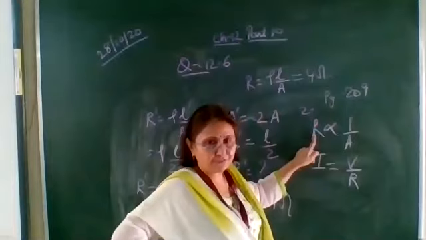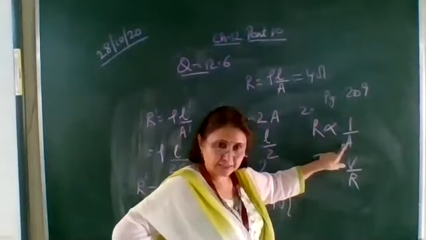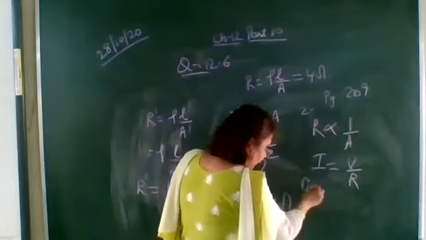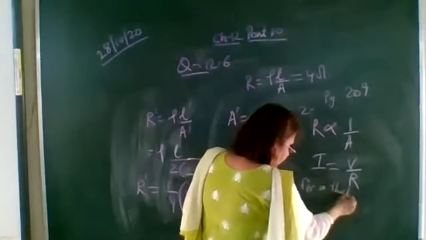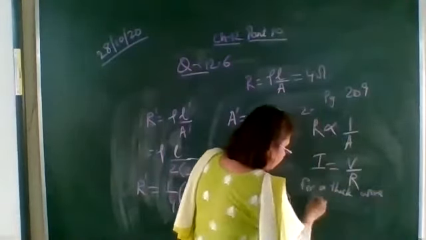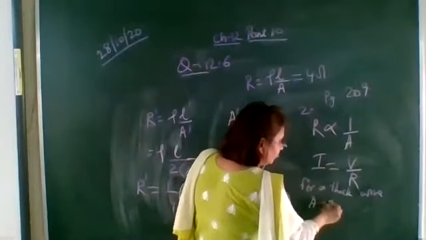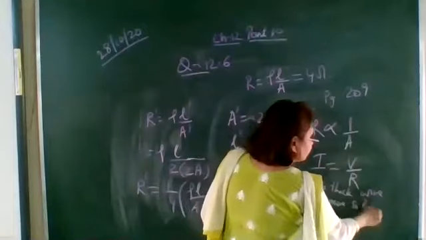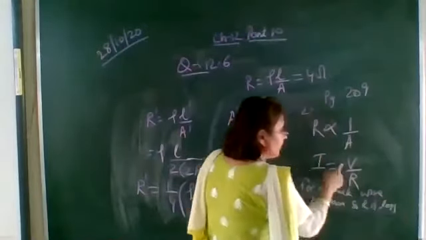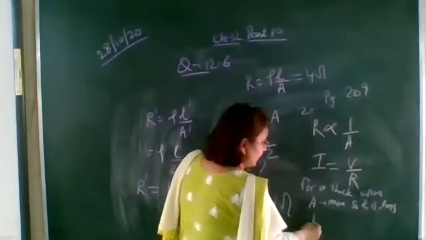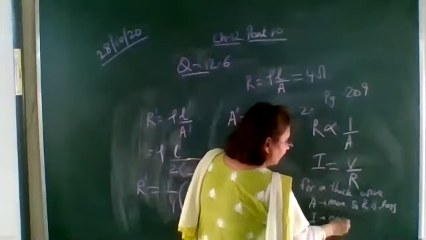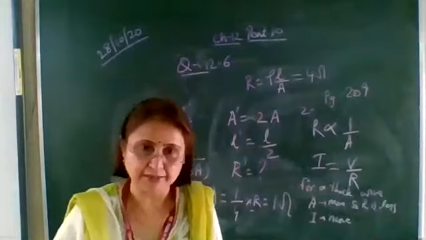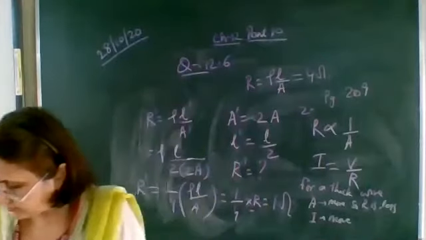Why will the current flowing be more? Because as it is thick, the cross-sectional area is more. So for a thick wire, cross-sectional area is more, so from this equation, resistance is less. And the voltage source is the same, so the current will be more through the thick wire as compared to the thin wire. So the current flowing will be more through the thick wire. Okay, so you can write this answer.